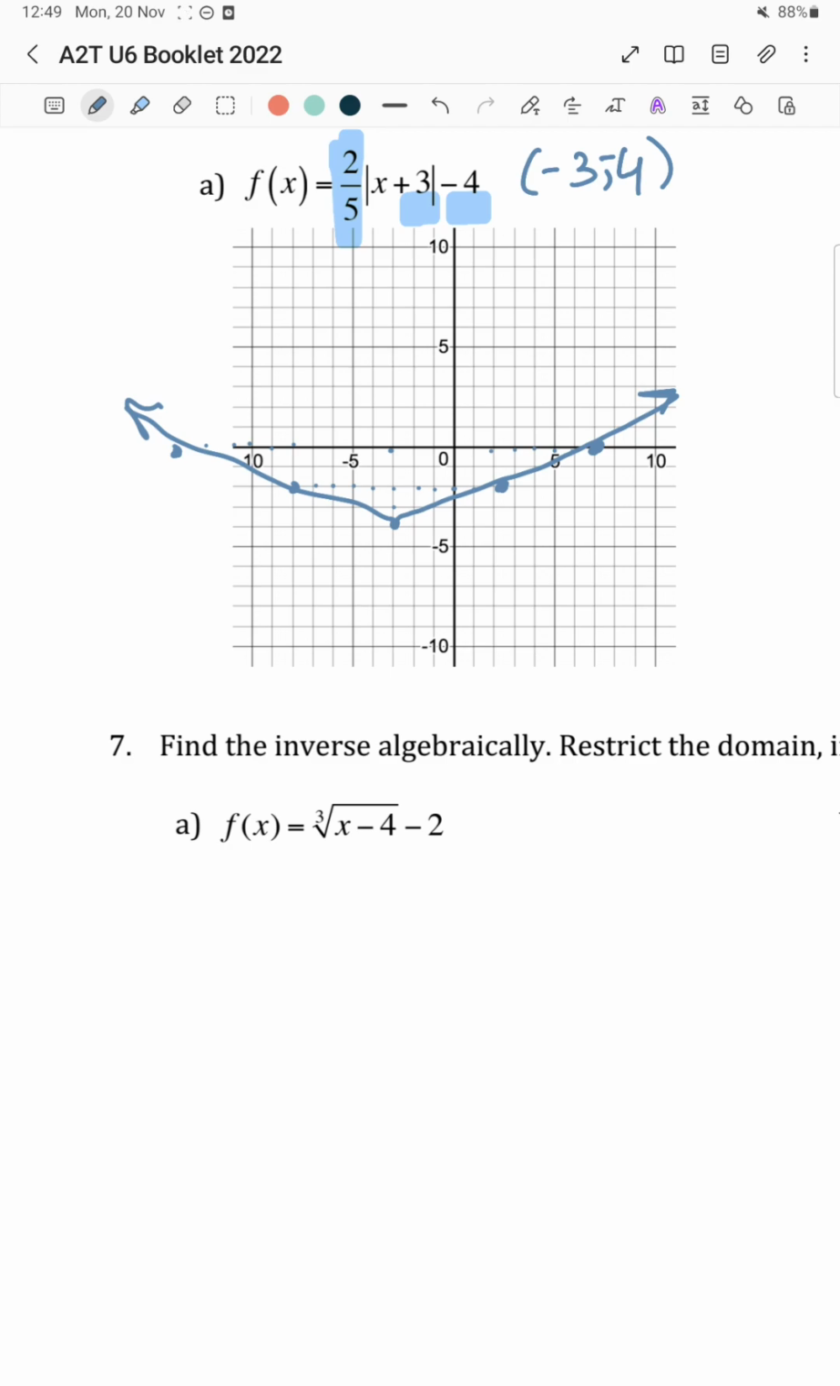Okay, find the inverse algebraically, restrict the domain if possible. So this is a cube root function, so we're going to write it y is equal to cube root of x minus 4, minus 2. Now we're going to change the x and the y, switch x and y.